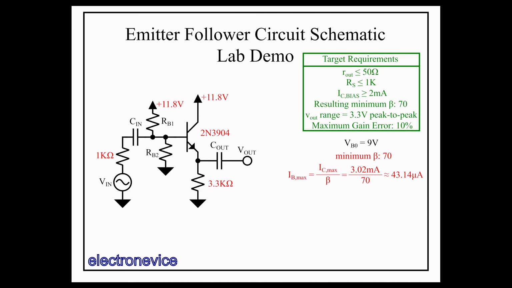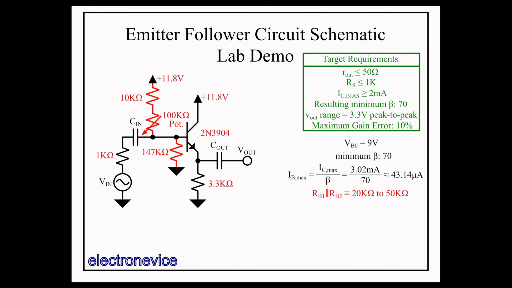As before with the common emitter, I'm going to use some fixed resistances as well as a potentiometer, which I will adjust while measuring the base voltage with a DMM so I can set it more precisely. But let's put a lower bound on the parallel combination of the biasing resistors for the purposes of our gain and impedance calculations. I'm going to assign it to be the somewhat arbitrary range between 20 kiloohms and 50 kiloohms.